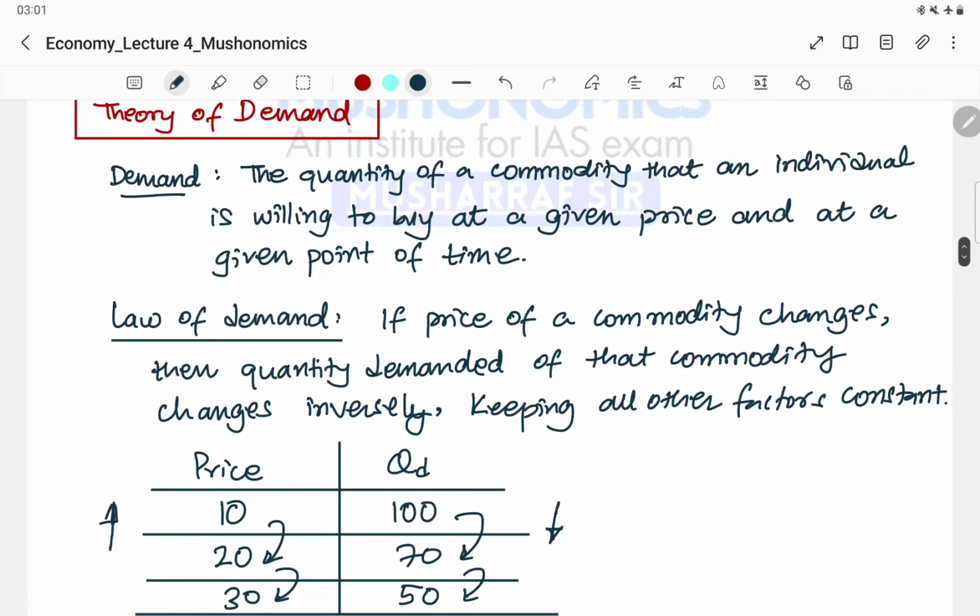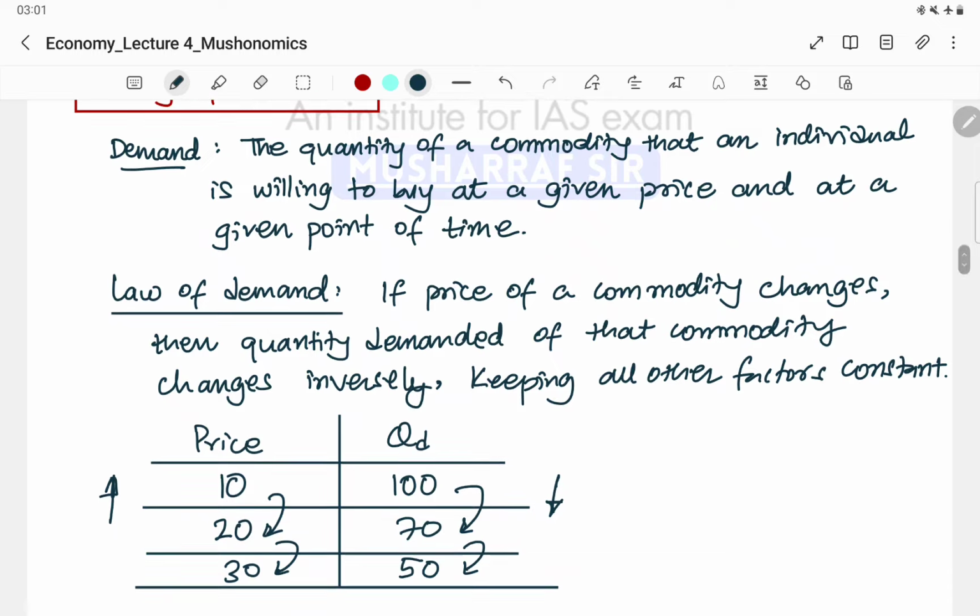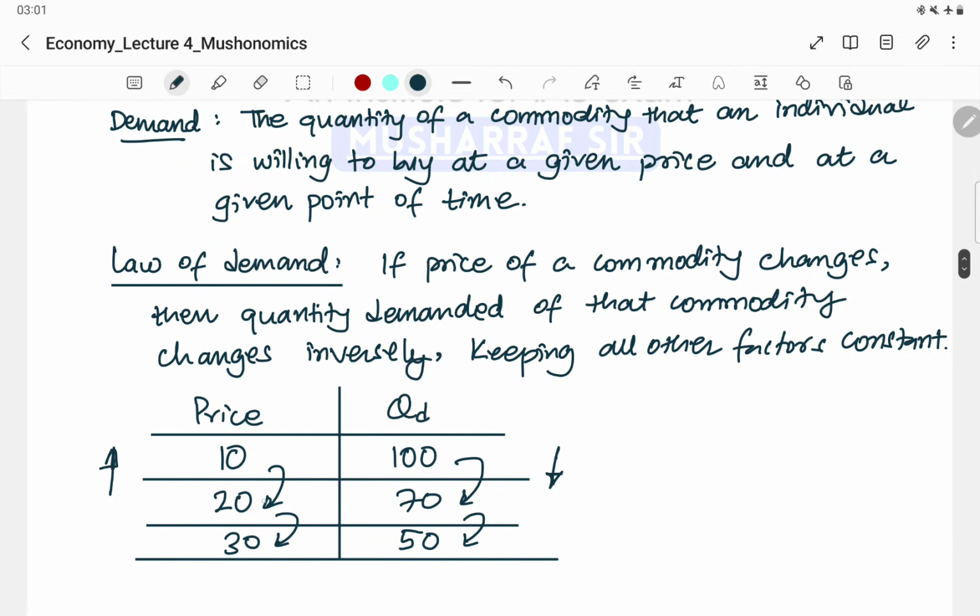Now we can clearly understand the definition of demand: the quantity of a commodity that an individual is willing to buy at a given price and at a given point of time. So after a certain point of time, the price is increasing, so the quantity demanded is decreasing, right? So this is known as law of the demand. Now we will discuss about keeping all other factors constant. So what these factors exactly are?